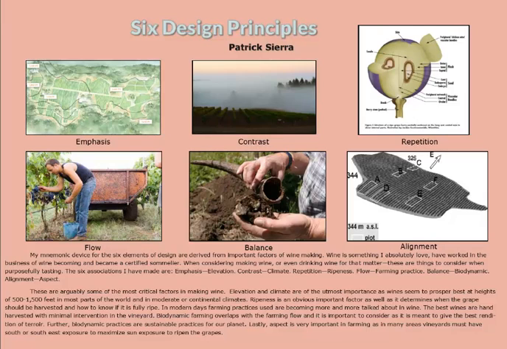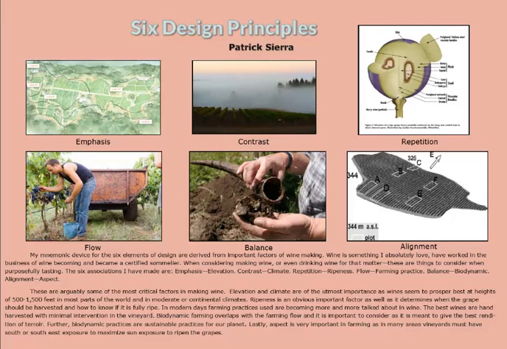The 6 associations I have made are emphasis, elevation, contrast, climate, repetition, ripeness, flow, farming practice, balance, biodynamic, alignment, aspect. Okay, that's a great idea. These are arguably some of the most critical factors in making wine. Elevation and climate are of the utmost importance, as wine seems to prosper best at heights of 500 to 1500 feet in most parts of the world and in moderate or continental climates.